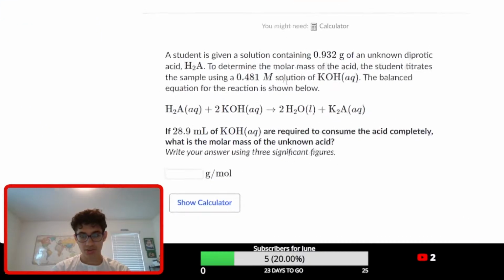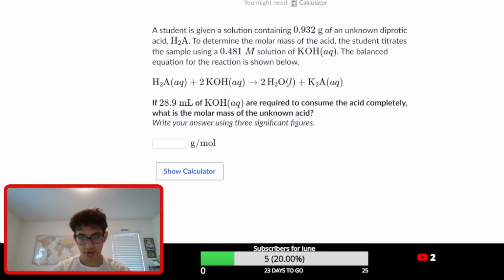Okay. A student is given a solution containing 0.932 grams of an unknown diprotic acid, H2A. To determine the molar mass of the acid, the student titrates the sample using a 0.481 molarity solution. So 0.481 is equal to the number of moles of KOH divided by the volume, which is 28.9 milliliters. So it'll be 0.0289. Okay, now we obviously need a calculator for this. The last thing though is, what is a molar mass?